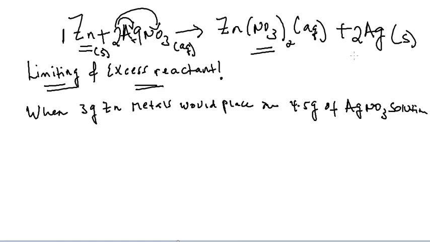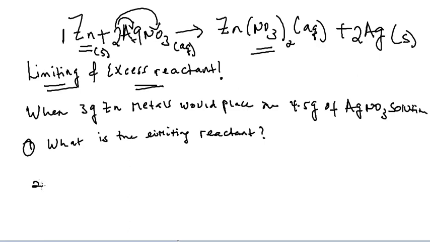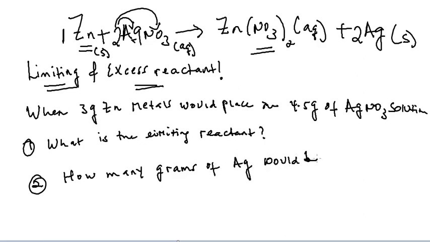So the question here would be, what would be the limiting reactant? How much would be your limiting reactant? That's one question. What is the limiting reactant? Okay, I'll put that as question 1. And question number 2 would be how many grams of silver would be formed? So that would be the next question.